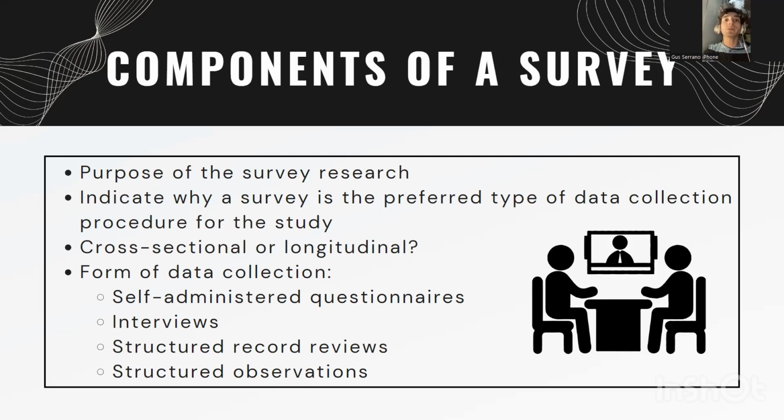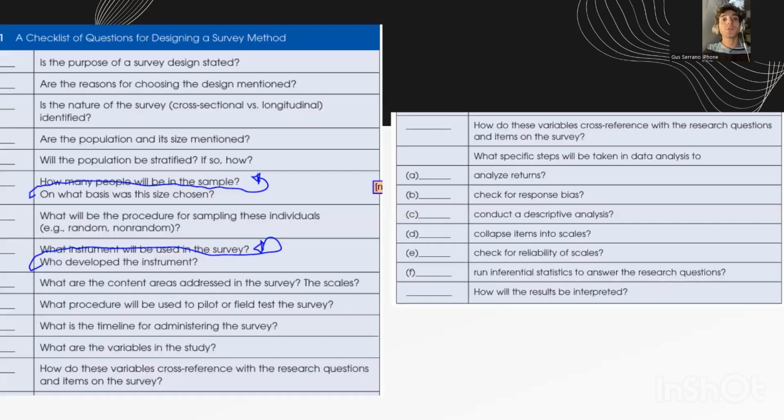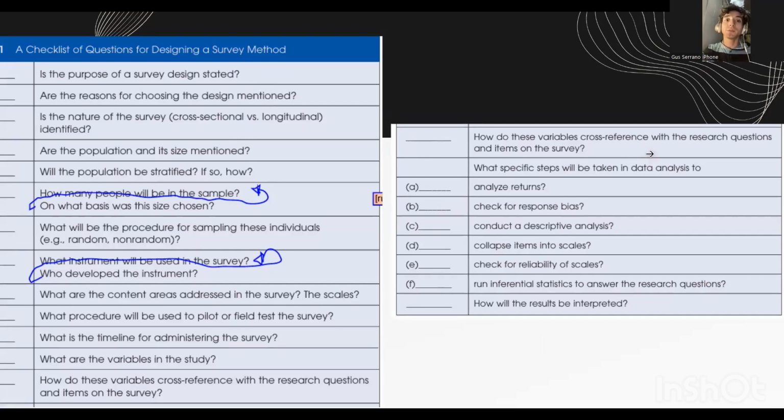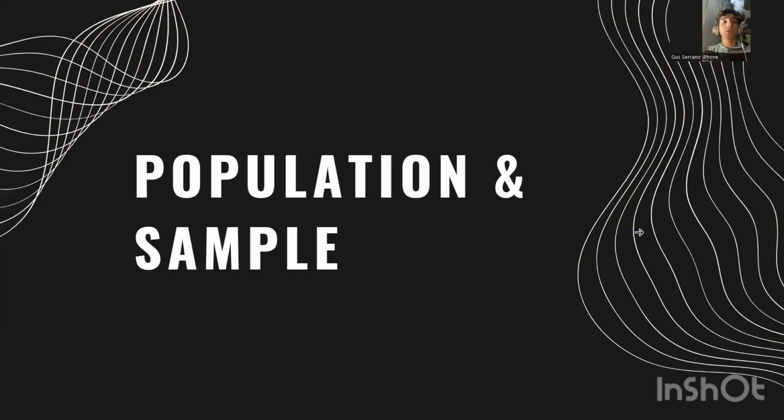As help, the book specifies a checklist of questions for designing a survey method. We can see here some questions. Is the purpose of a survey design stated? Are the reasons for choosing the design mentioned? And some others. So, what about the population and sample?